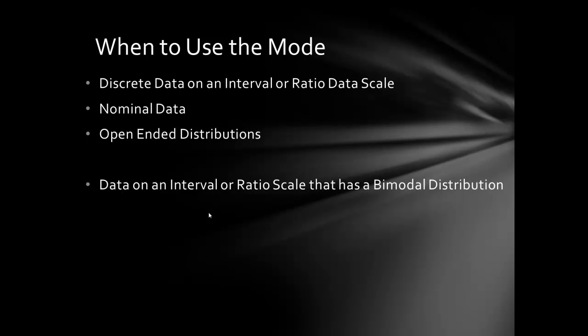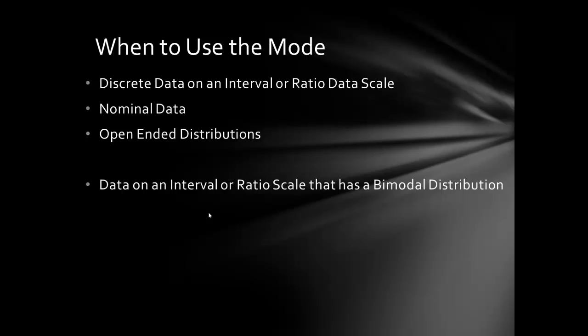Using the mode. So the mode is really the least descriptive of all of the measures. It only accounts for the most frequently occurring scores, not all the scores in the data set. But you're left with the mode if you have discrete data that's on an interval or ratio data scale. If you have nominal data, so if you are looking at class standing, for instance, that's not ordinal, interval, or ratio. There's no numeric order that you can put it into. So the median and the mean would not make any sense. So in that case, you would just use the mode.